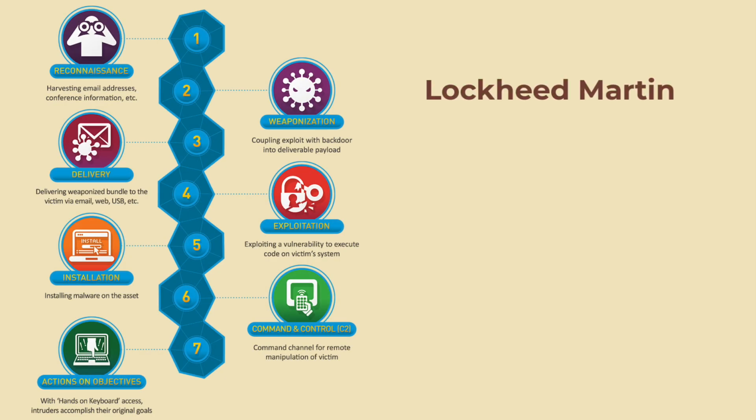Lockheed Martin's Cyber Kill Chain, a model that breaks down an attack into distinct phases: reconnaissance, weaponization, delivery, exploitation, installation, command and control, and actions on objectives. By understanding and monitoring these stages, defenders can implement measures that detect or disrupt an adversary before they complete their mission.